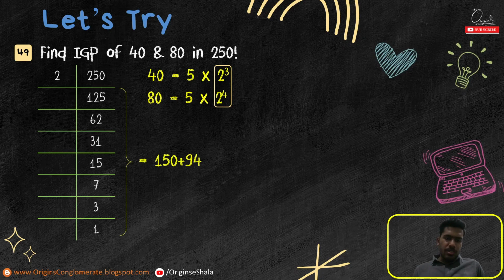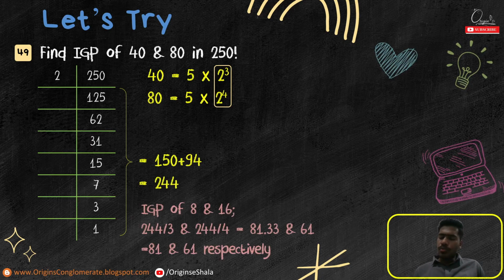So again, a smart summation and you will end up with total IGP of 244 for 250 factorial. For 8 I will divide it by 3 and for finding 16 I will divide this number by 4. Now I will be ending up with 81.33 and 61.